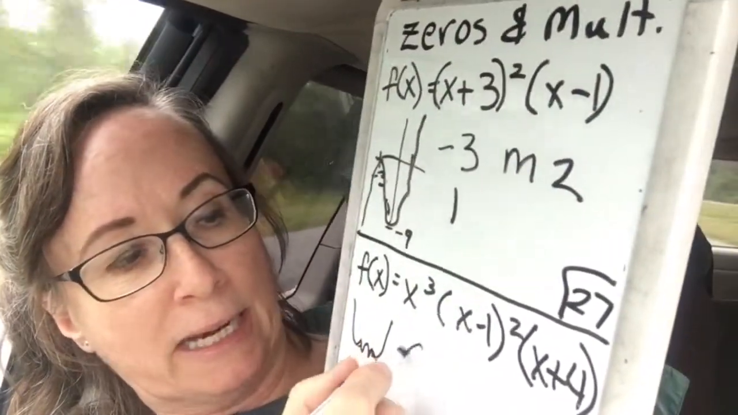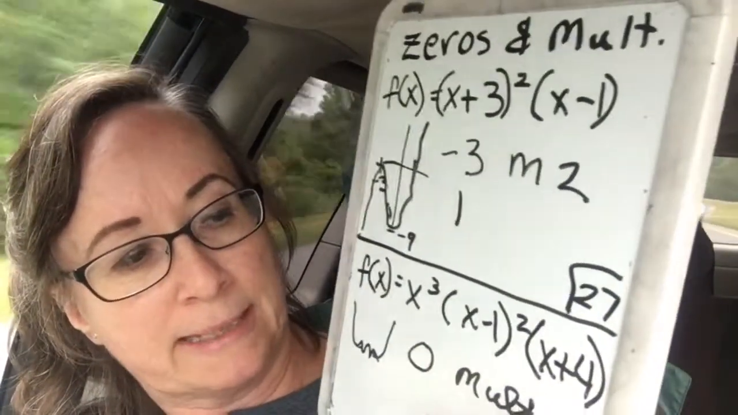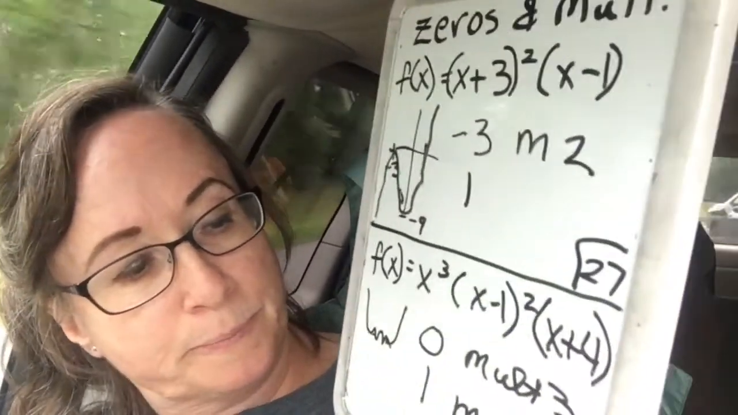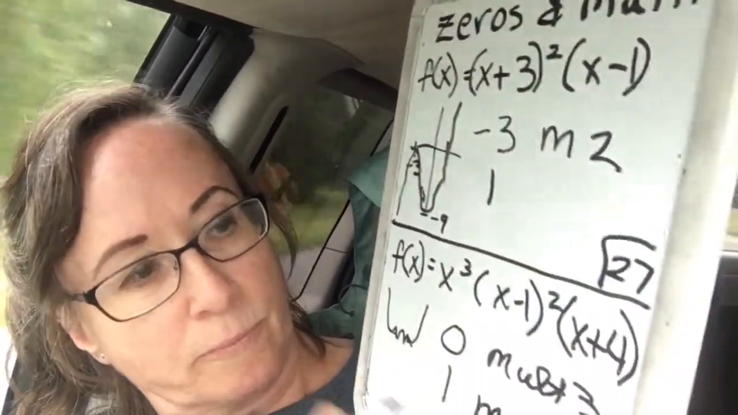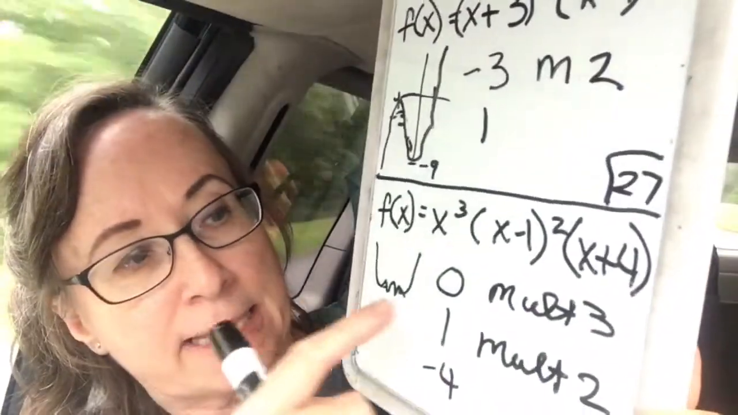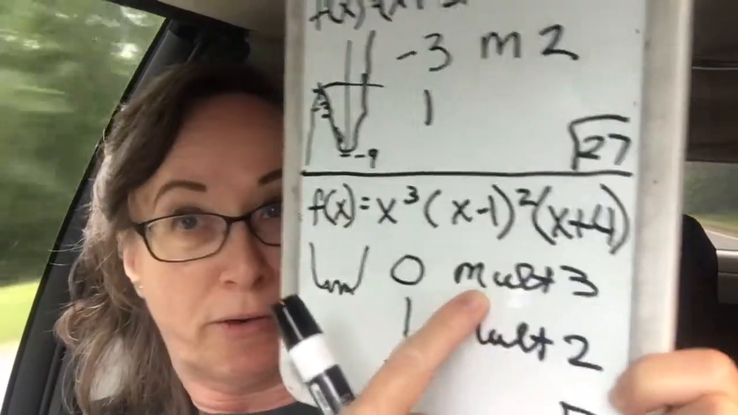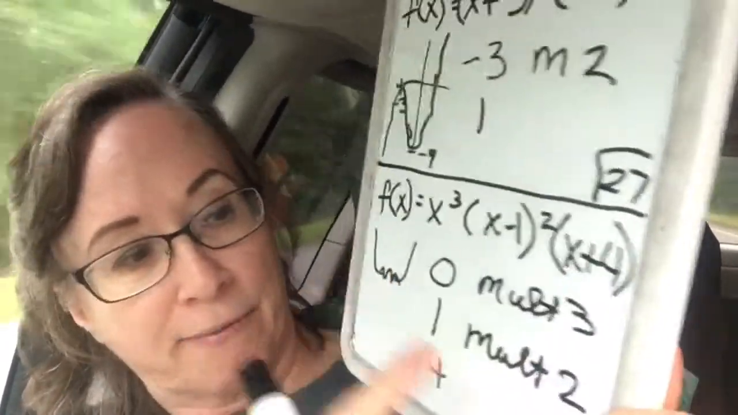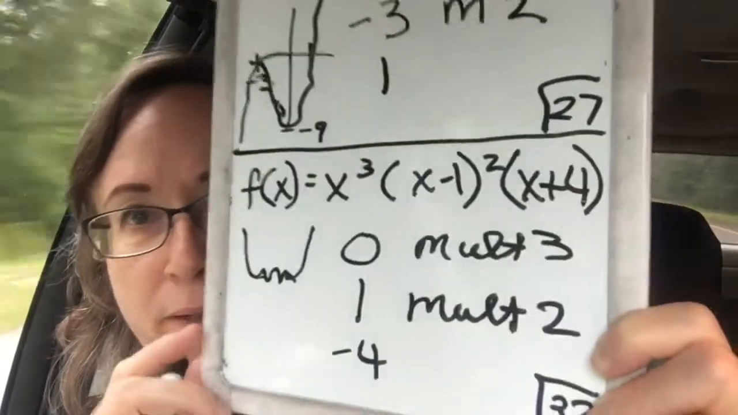So we have 0 with a multiplicity of 3 is a 0, and we have 1 with a multiplicity of 2, and negative 4 is a single 0. Okay, again, since this one had a multiplicity of 3, remember, if there's an odd multiplicity, it will go through the graph, and if it's an even multiplicity, it will pop the graph. So this one will pop, this one will go through, and this one will go through.